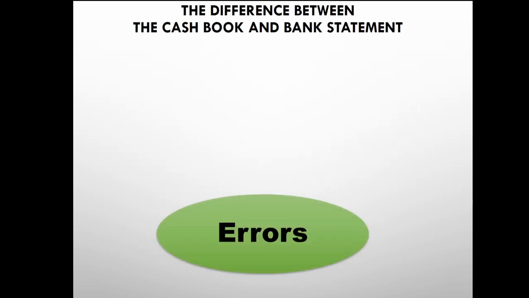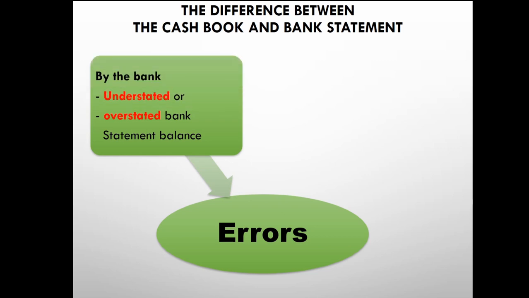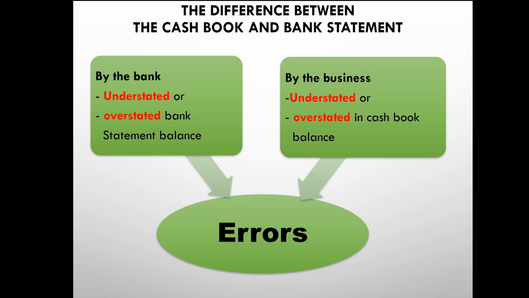And there are some errors that will make the cash book and the bank statement have different balance amounts. So the reason is number one, the bank understated or overstated, and the business understated or overstated the amount in the cash book.